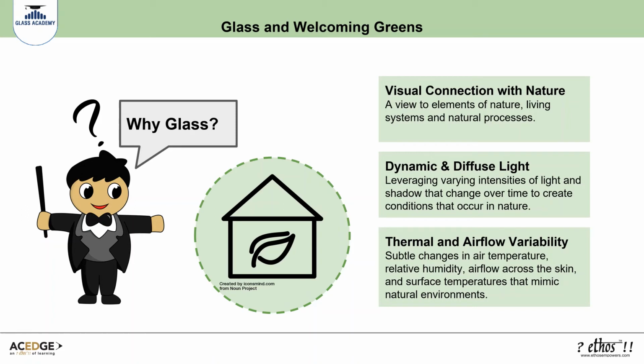Visual connection with nature: a view to elements of nature, living systems, and natural processes. Dynamic and diffused light: leveraging various intensities of light and shadow that change over time to create conditions that occur in nature. Thermal and airflow variability: subtle changes in air temperature, relative humidity, airflow across the skin, and surface temperatures that mimic natural environments.